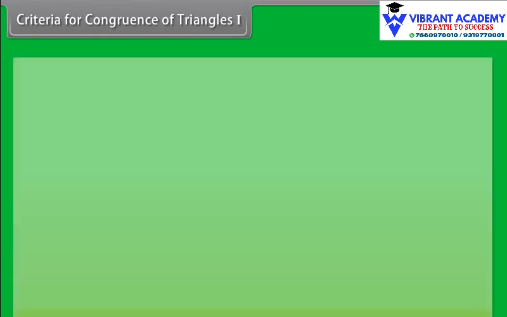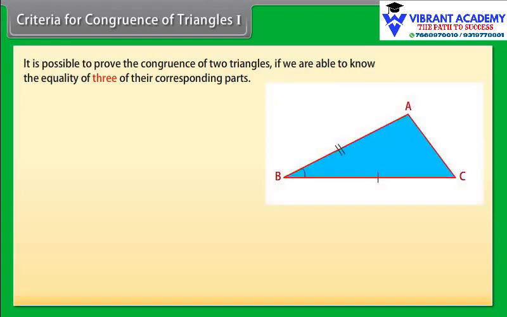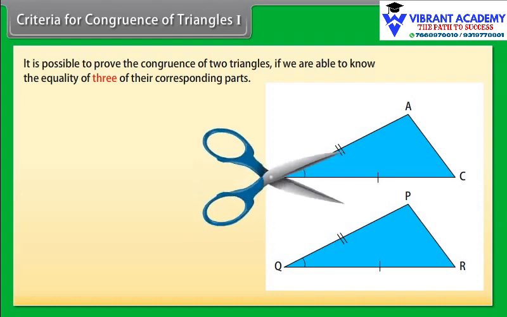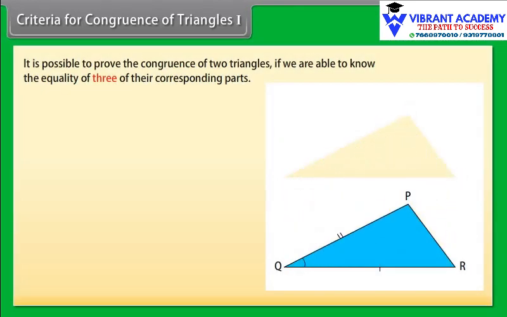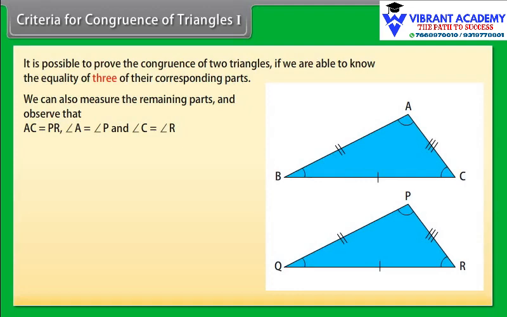We shall now learn that it is possible to prove the congruence of two triangles if we are able to know the equality of three of their corresponding parts. Consider a triangle ABC. Construct another triangle PQR such that QR is equal to BC, angle Q is equal to angle B, and PQ is equal to AB. If we trace or cut out triangle ABC and place it over triangle PQR, we will observe that one covers the other exactly. Thus, we may say they are congruent.